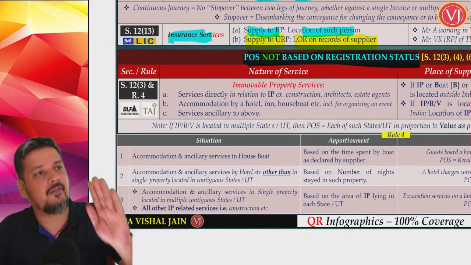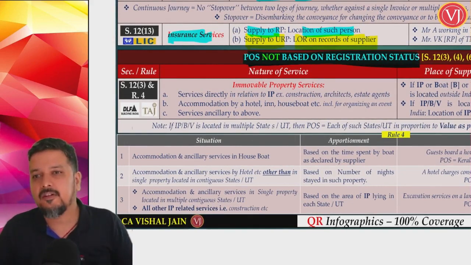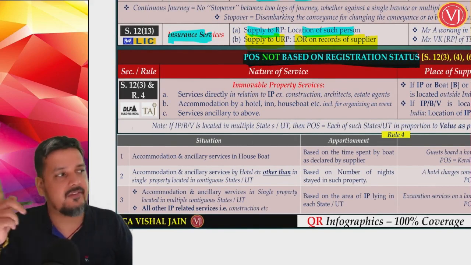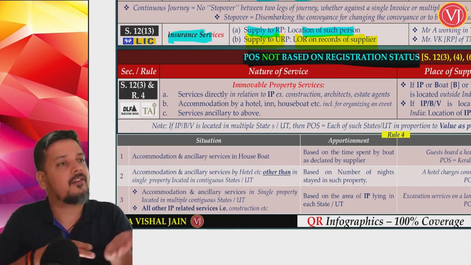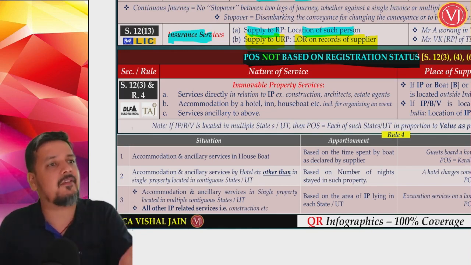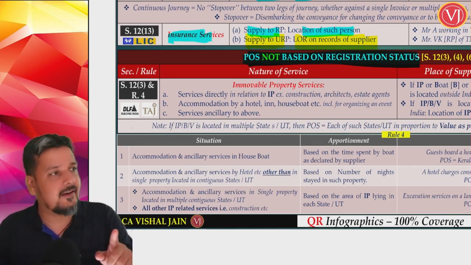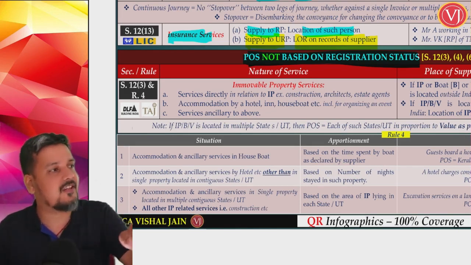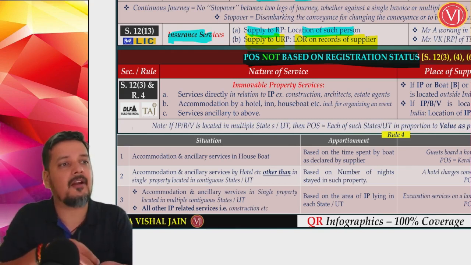In the insurance case, it will always be the recipient's place, because the address is always on records. B2B, location of registered recipient. B2C, also location of recipient, which is available on records. If you are taking insurance, your address will surely be there with them. But the difference is, if it is B2B, you decide the address: location of registered recipient, whatever GST number you gave. B2C, location of recipient or your location which is there on my records.